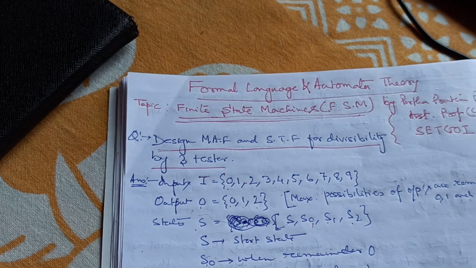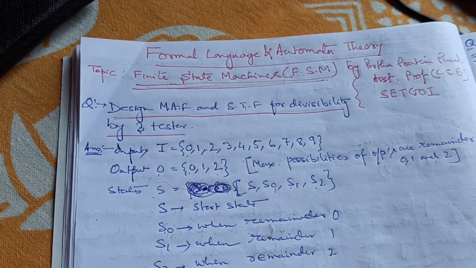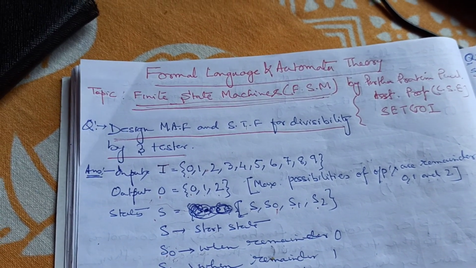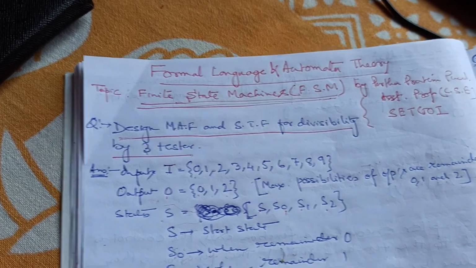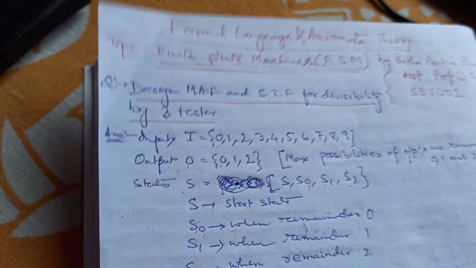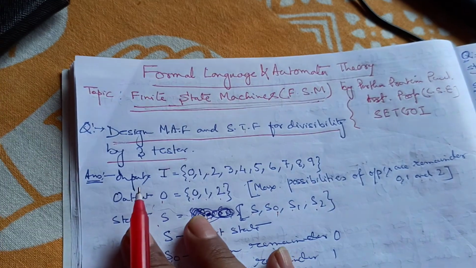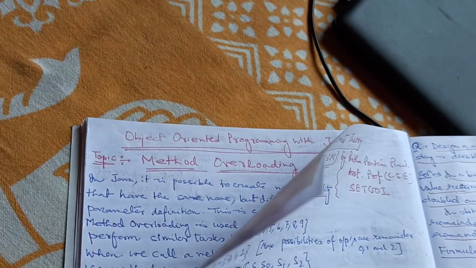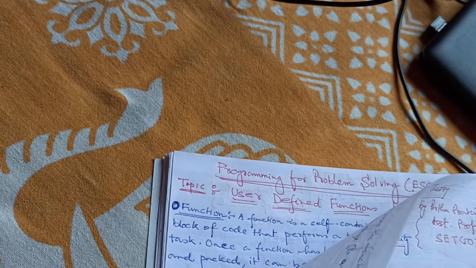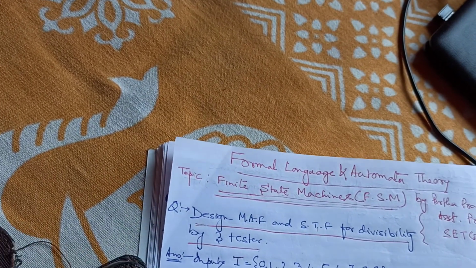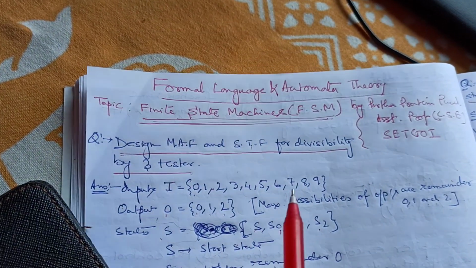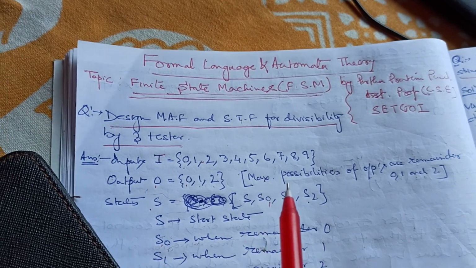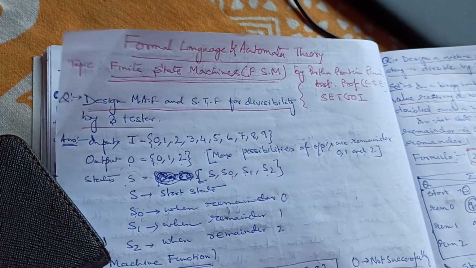Today I will discuss finite state machines, that is FSM. Today we will discuss finite state machines with two problems. First problem is to design MAF and STF for divisibility by 3 tester.